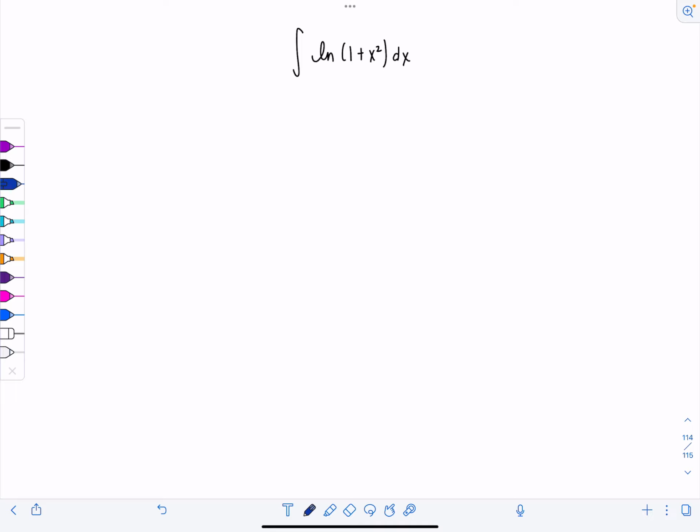Anyways, here's your integral of the day. We have an indefinite integral of natural log of 1 plus x squared dx. Go ahead, pause the video if you want to try it on your own. I'm going to hop right in.